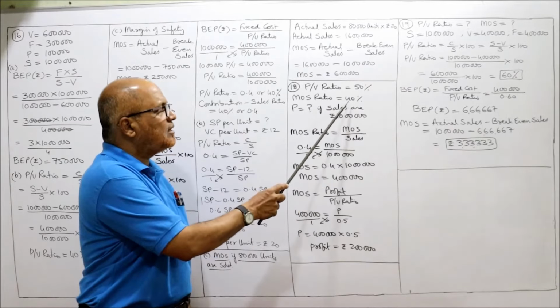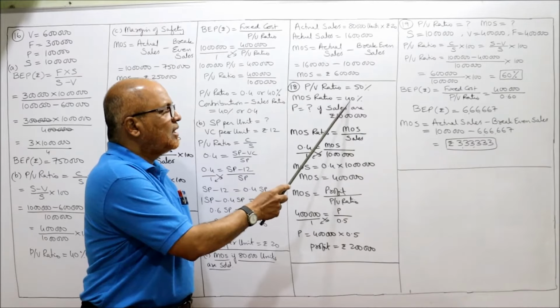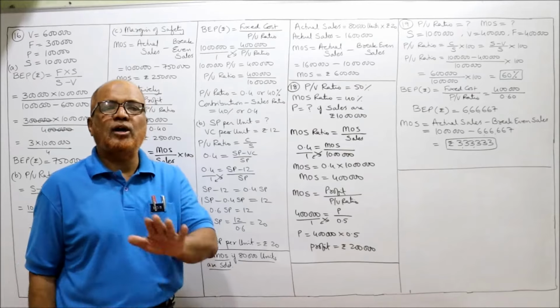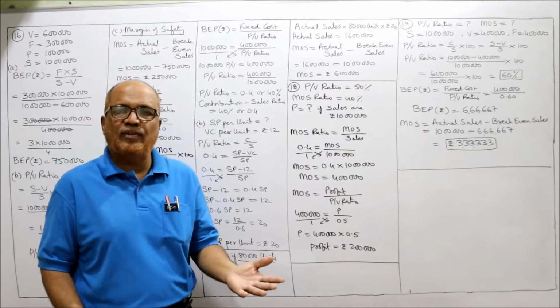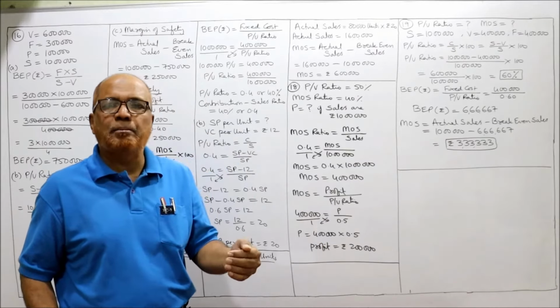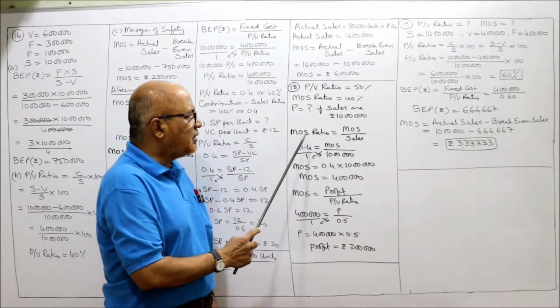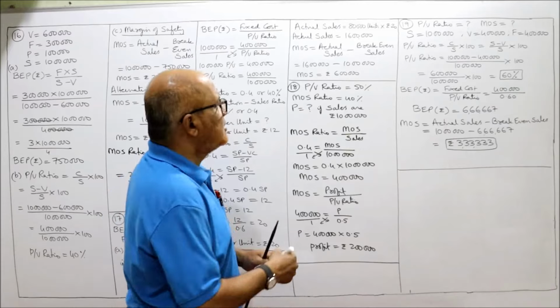MOS ratio, how much given in the problem? 40%. MOS ratio is given 40%. So I will take 40 if I multiply by 100. If I don't multiply by 100, I will take 0.4. Both ways you will get the same answer. To reduce the calculation, to make it simple, I am not multiplying by 100 and here I am taking 0.4. Instead of 40%, I am taking 0.4.